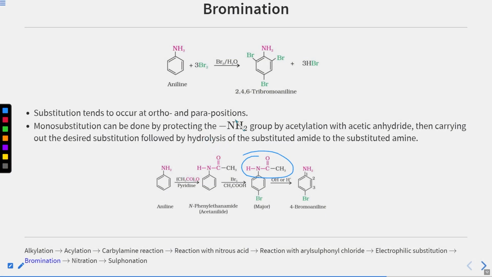So mono substitution can be done on the NH2 group by acylation with acid anhydride and then carrying out the bromination. So first we just replace the H with this group. Second, we treat it with Br2. This does the bromination to get Br at the para position. Then we further hydrolyze it to get our required product. So this is the overall bromination reaction. Okay, clear? Now, next we will move to nitration.